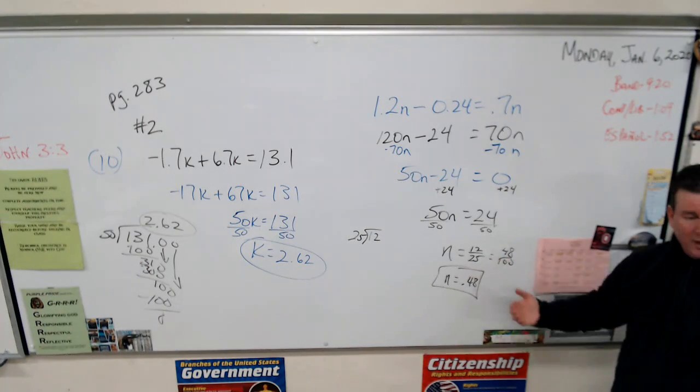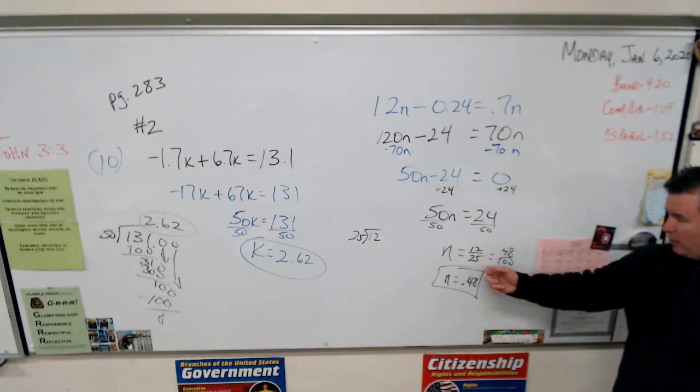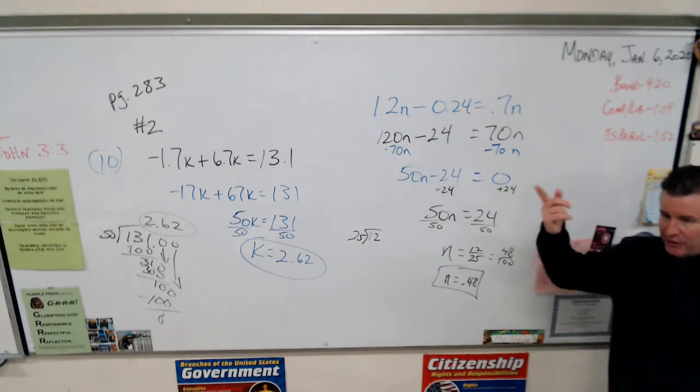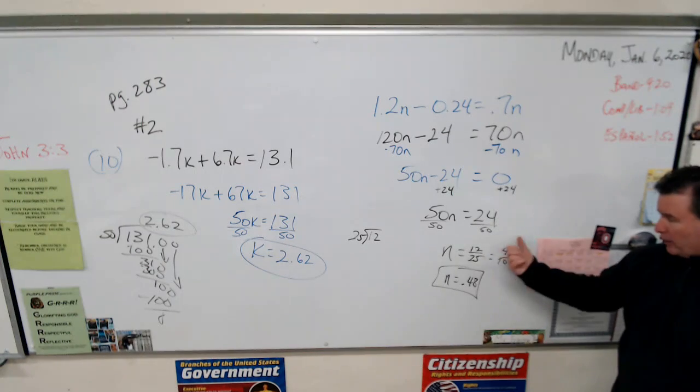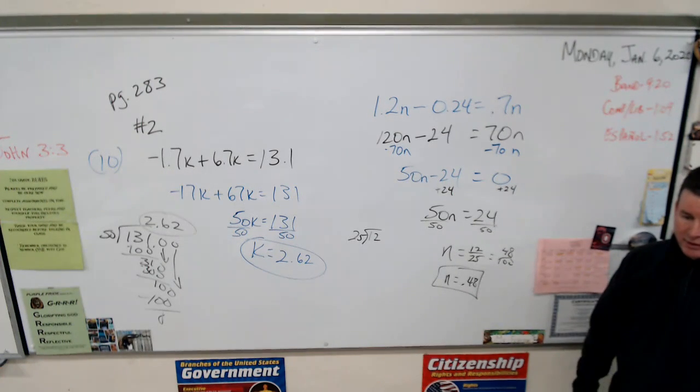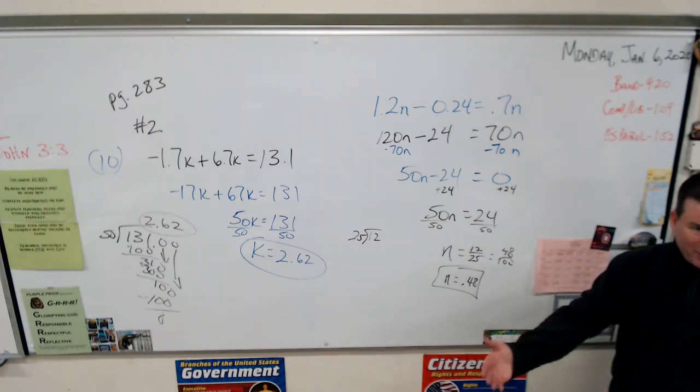12 25ths, you need to get to a place where you can look at that and go, oh, that's 48 hundredths. Because you can multiply 25 times 4 easily in your head to get 100. 12 times 4 easily in your head, 48. Boom, boom. If you're not there, don't think, well, that's just not me. You can develop that skill.